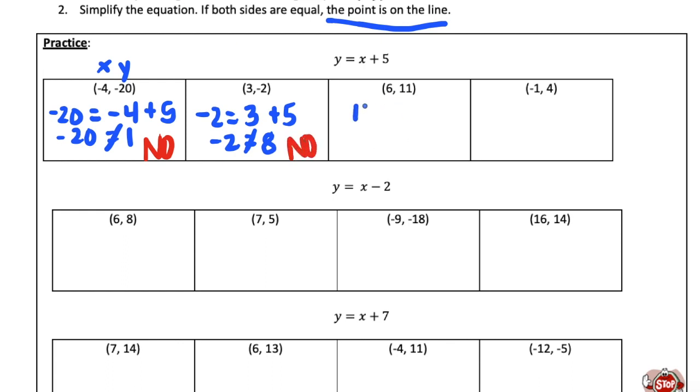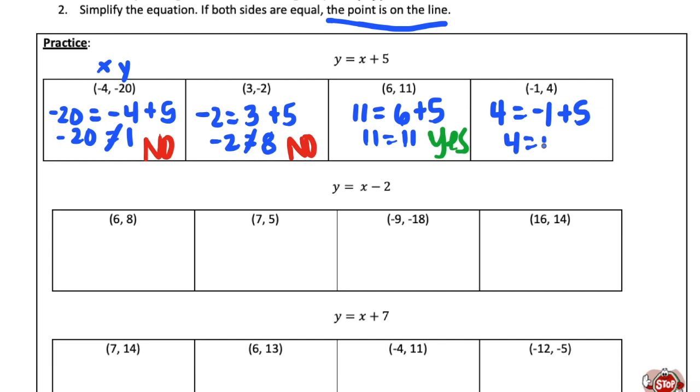My next y value is 11. I plug in x of 6. 6 plus 5 does equal 11, so yes, this point would be on this line. And in our last one, y is 4, negative 1 is x. When I add those together, 4 does equal 4, so yes, this point would be on the line. So you can pause the video and try the other ones. This should be pretty familiar from what we've already seen. When you're ready, press play and then check your work.